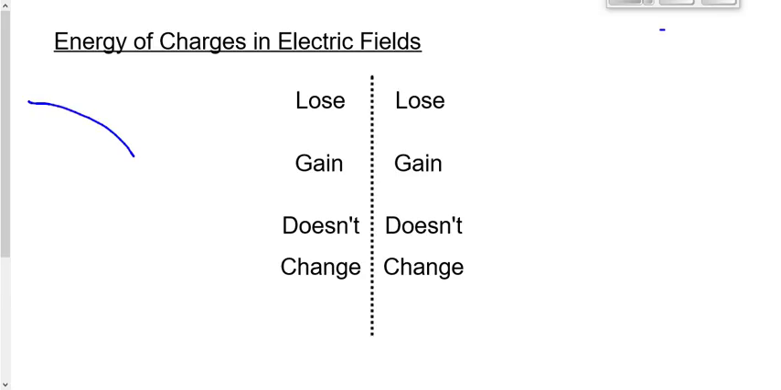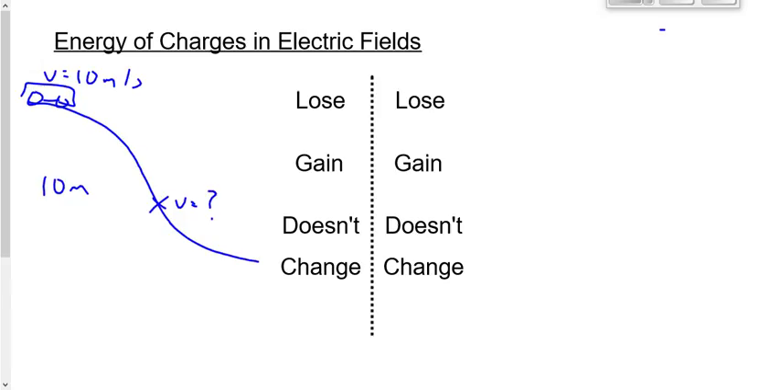We have a car at the top of a hill, and that car has an initial speed of 10 meters per second. I want to find the speed of the car when it's three-quarters of the way down the hill, and the hill has a height of 10 meters. What would I do? How would I solve this question? E_i is equal to E_f, right.